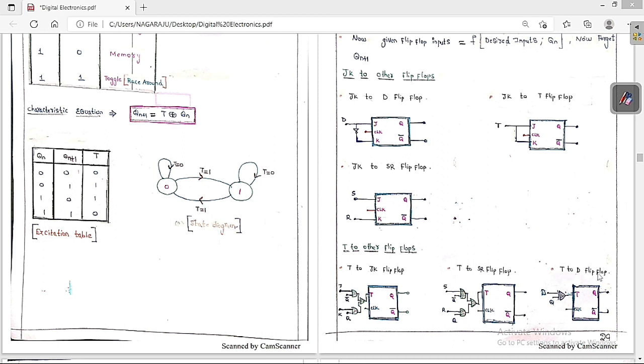Similarly, T to D flip-flop. So I want to make the D flip-flop from the T flip-flop. Same thing I have to do. And this is the T, this is the Q bar. So this is the D, this is the Q, this is the XOR gate. If you follow the three steps I already told you, we are going to get a certain expression. And if you reconnect this, we are going to get it like this. So this is called the D flip-flop we made from the T flip-flop itself.